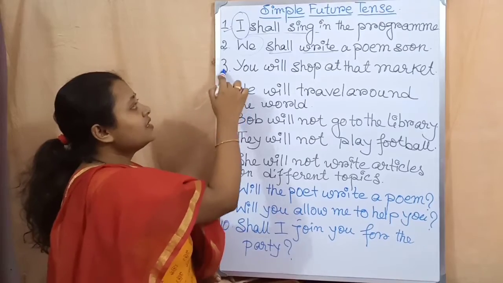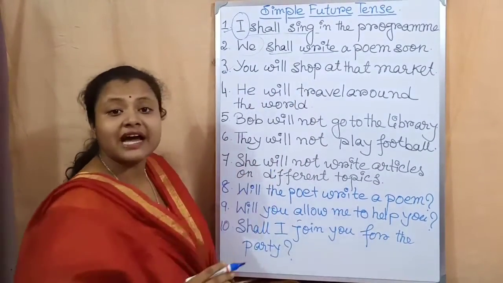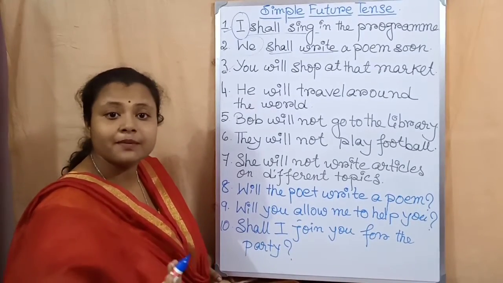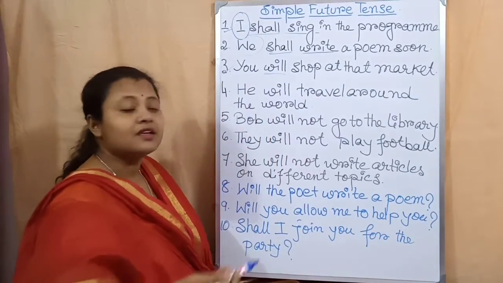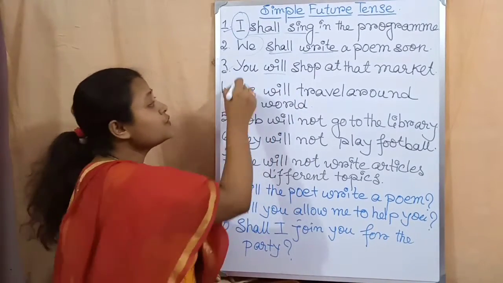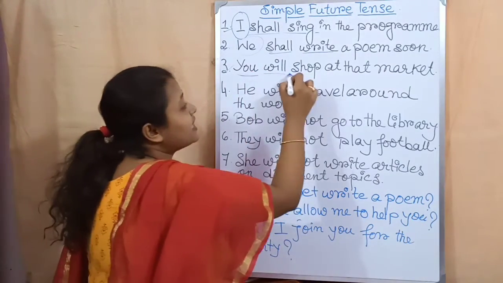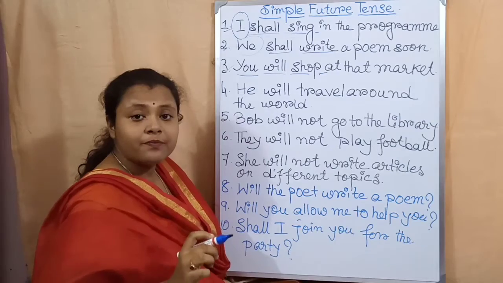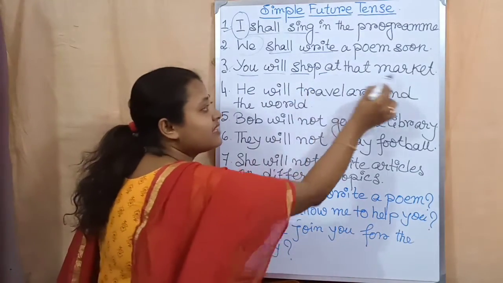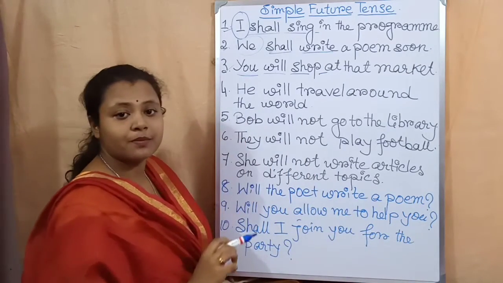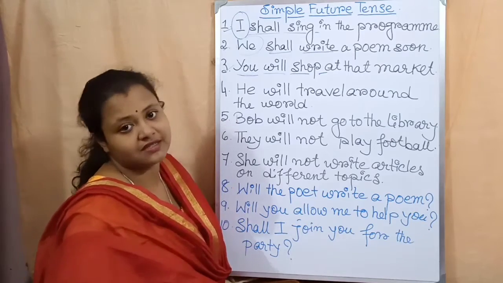Now come to the third sentence. You will shop at that market. You is the second person, so after second person we have to use will. You is the subject, second person. After that will, then the present form of the main verb, shop. After that the rest of the sentence and then a full stop. It is an example of an assertive sentence in simple future tense.